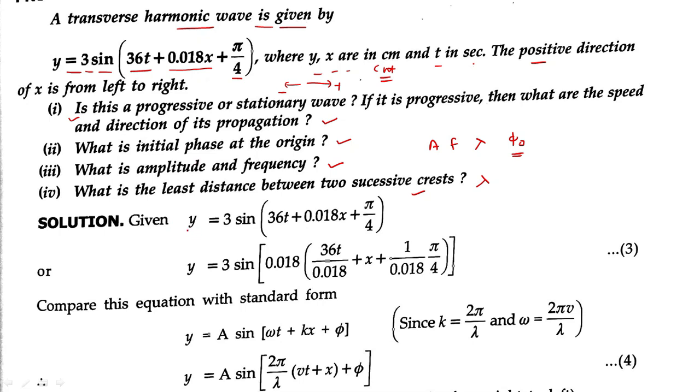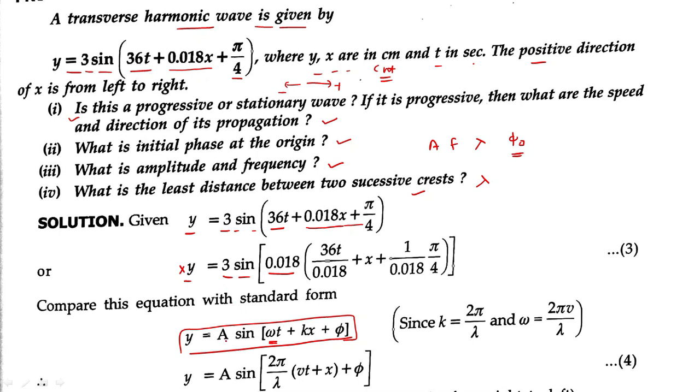y equals 3 sin(36t + 0.018x + pi/4). You can solve it without taking 0.018 common, because this is the standard form of the solution of the wave equation, y equals a sin(omega t + kx + phi). So in this question, we can remove that part; there is no need to write it.